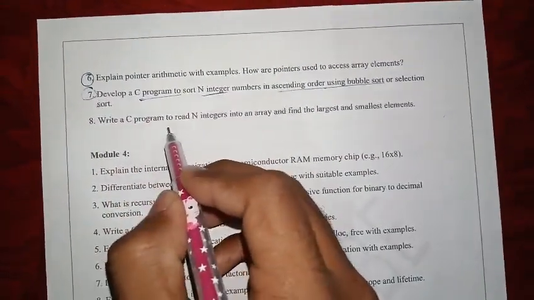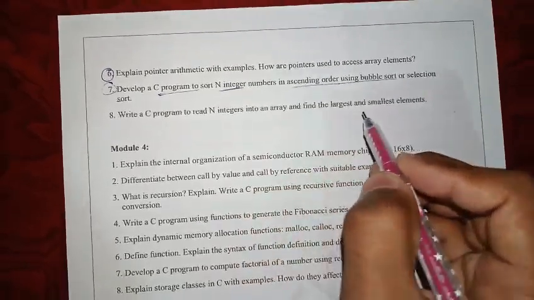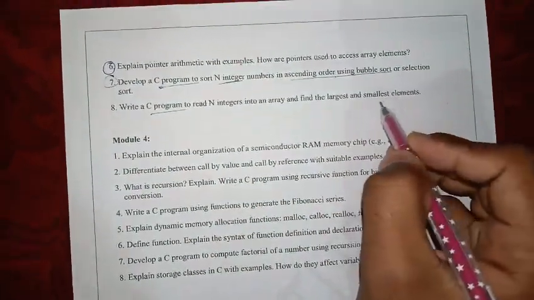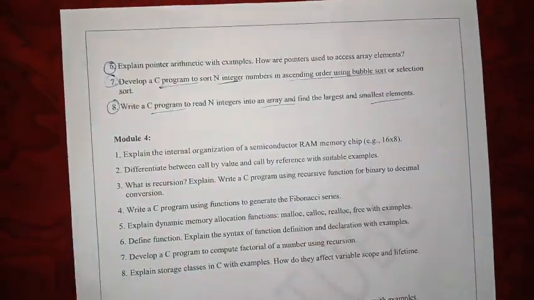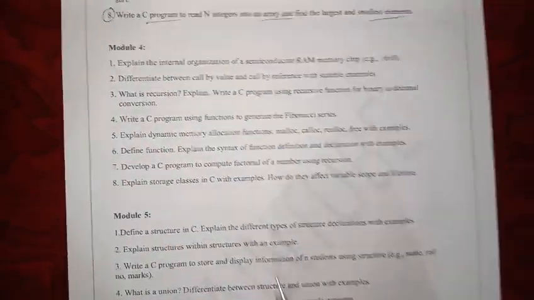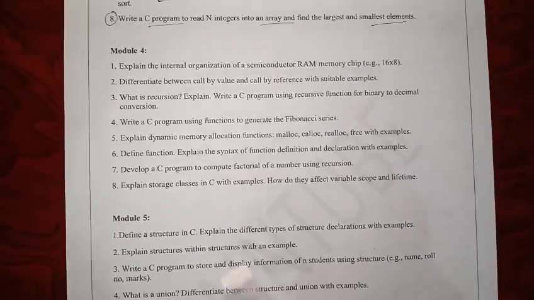Next, write a C program to read n integers into an array and find the largest and smallest element. Using this C program, we have to design and find the largest and smallest element in an array. This is also an important question. So now module 4. The upcoming modules will have all important questions, so we have to read all the important questions, all 8 questions module wise.